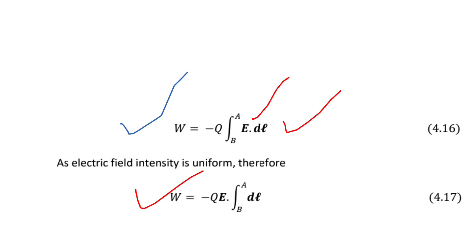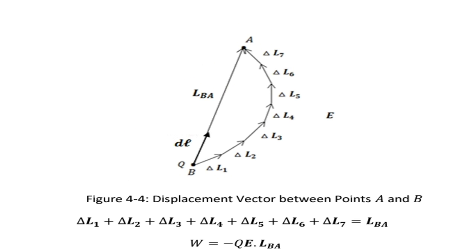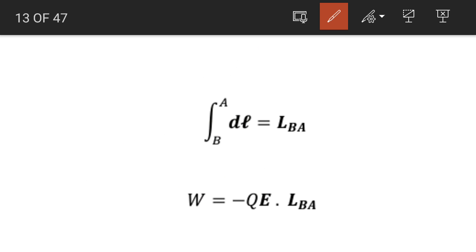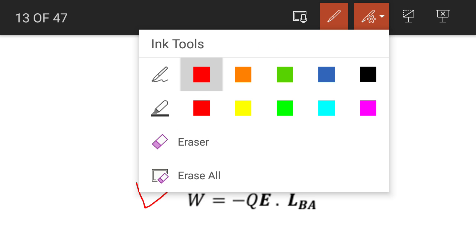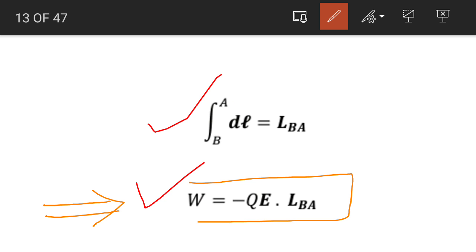And what is the integration of DL? The integration of DL is basically the sum of all the small segments along this straight line. And the sum of all the small segments along this line will give you LBA. So the integration of DL from B to A gives you LBA, the resultant vector. So the total energy which is required to move this charge of Q Coulomb from the initial position B to the final position A will be equal to minus Q E dot LBA, and we get the same equation which we have already derived.